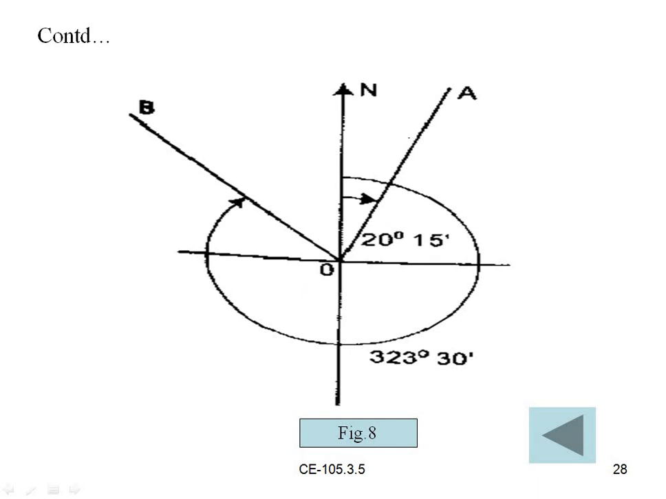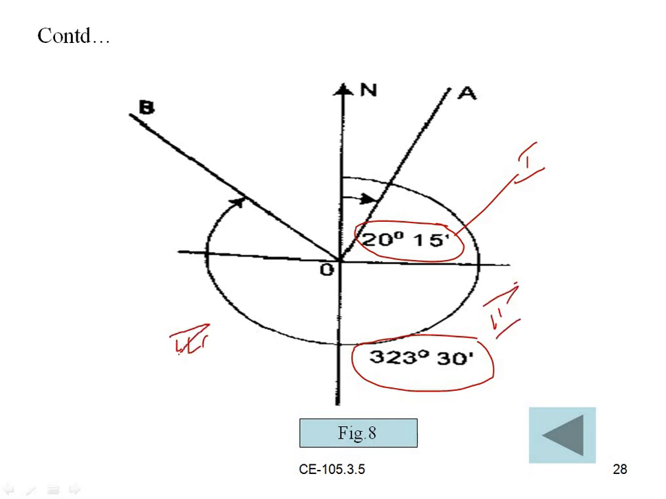This is the diagram. 20 degrees 15 minutes is in the first quadrant. 320 degrees 30 minutes is in the fourth quadrant. First, second, third, fourth.